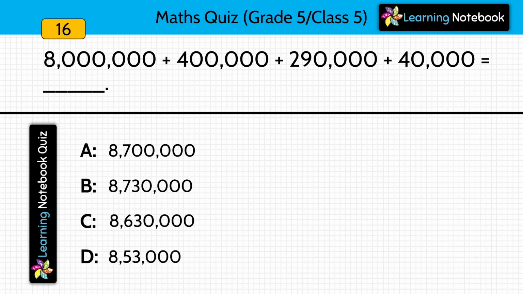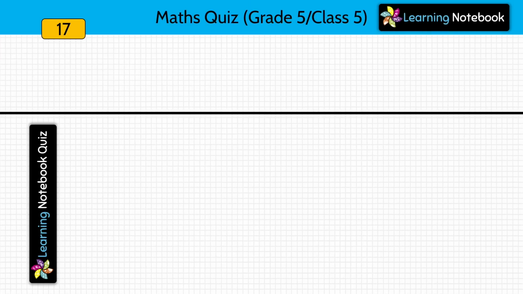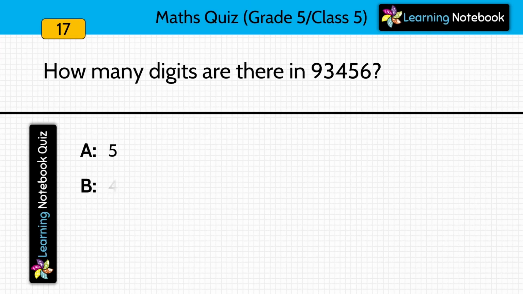We have to add these given numbers. 80 lakh, 4 lakh, 2,90,000 and 40,000. Come on, add them fast. Answer is 87 lakh 30,000. How many digits are there in number 93456?